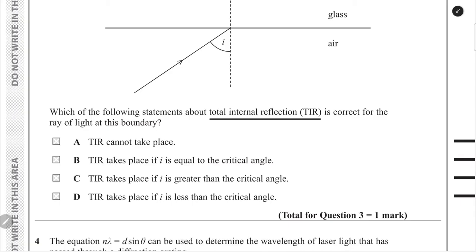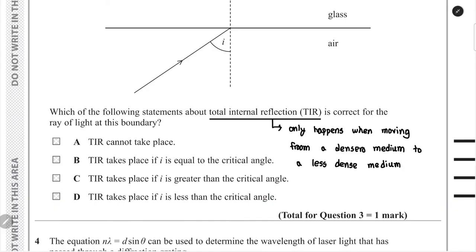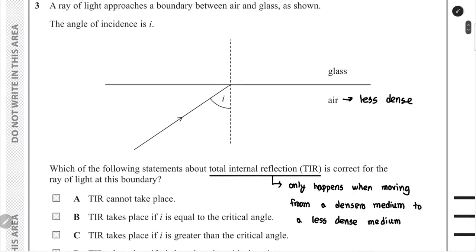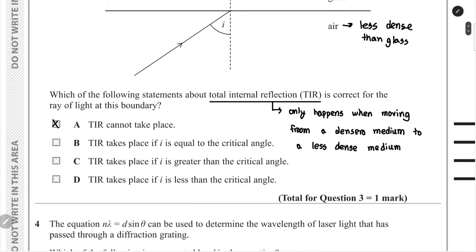If we recall total internal reflection, it only happens when we move from a denser medium to a less dense medium. So the total internal reflection over here will only happen when the light is moving from a dense medium to a less dense medium. If we look at this case, the light is moving from air to glass. Air is less dense than glass. So in this case, total internal reflection will not be possible. If we look over here, A is the correct answer.